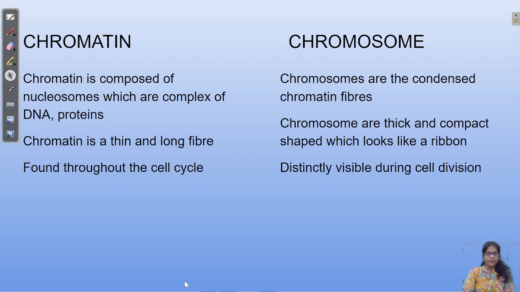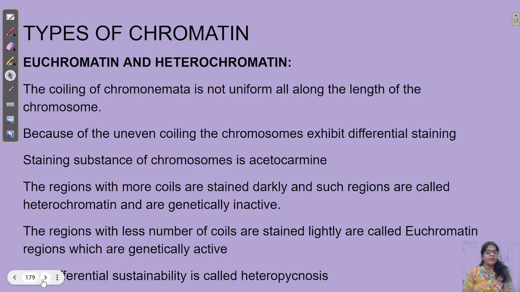I forgot to say one important difference also. Not the difference actually, an important slide from the types of chromatin. So for euchromatin and heterochromatin, the coil of chromonemata is not uniform all along the length of the chromosome. Chromonemata is one of the important structures of the chromosome, which I will discuss in the next class. Because of the uneven coiling of the chromosomes, they exhibit different staining.